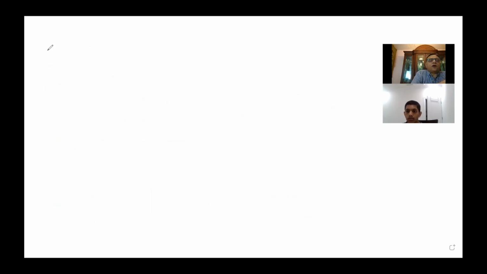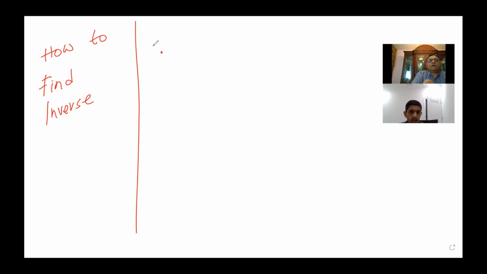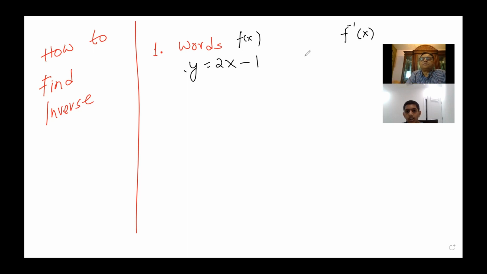Another important thing is how to find the inverse. Can you tell me the techniques learned? Technique 1, how do you find the inverse? You can do it by words. Very good. Example. Let me write down a function y equals 2x minus 1. This is f of x, correct? And I want you to give me f inverse of x. Tell me. f inverse of x is (x plus 1) over 2. Very good.